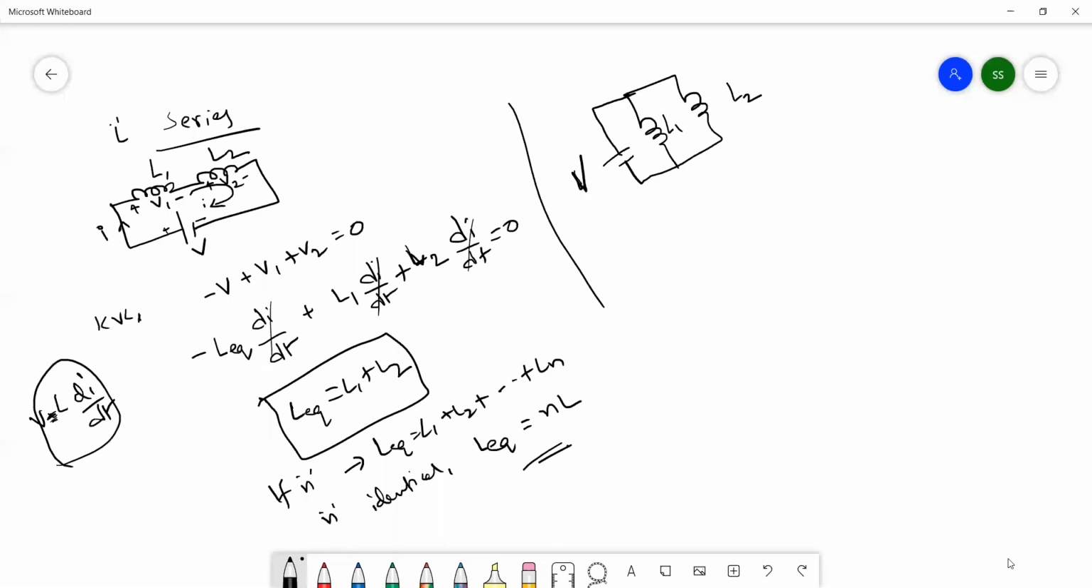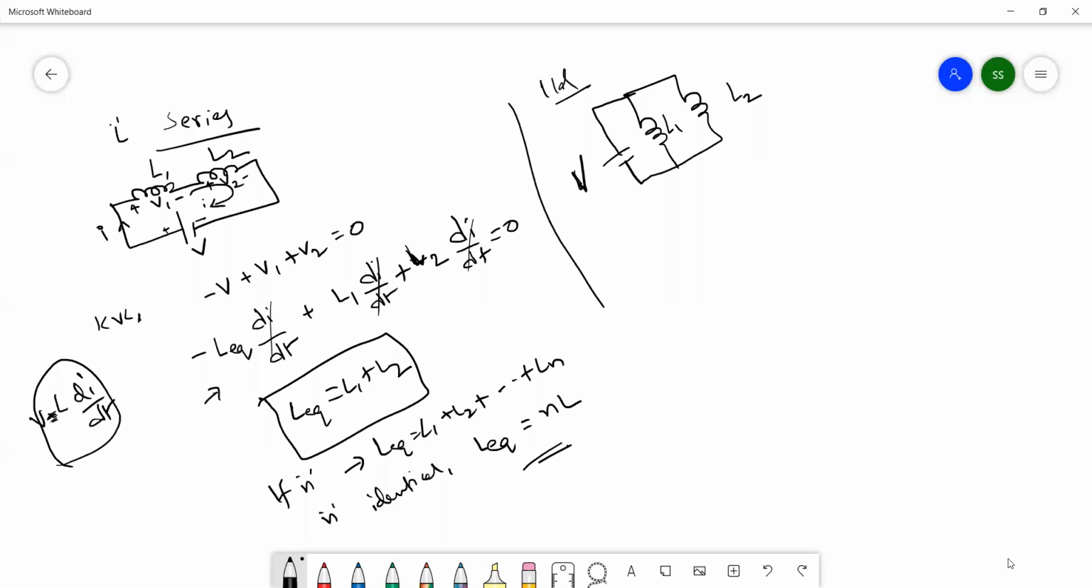Here V is the total voltage, so with the total inductance and total current, that is L equivalent dI by dt, plus L1 dI by dt for the first inductor, plus L2 dI by dt for the second. Taking dI by dt common and cancelling, the final conclusion is L equivalent equals L1 plus L2. Done for the series combination.